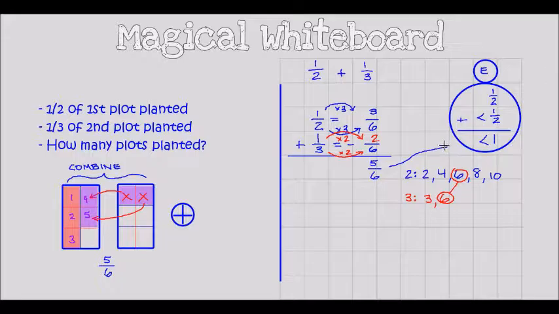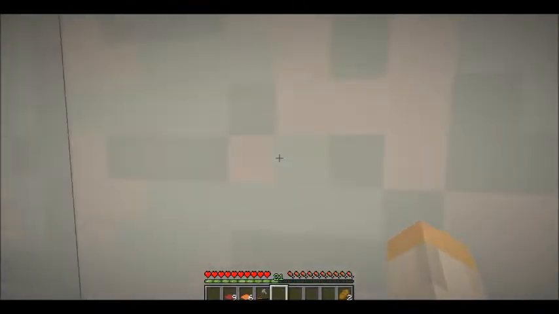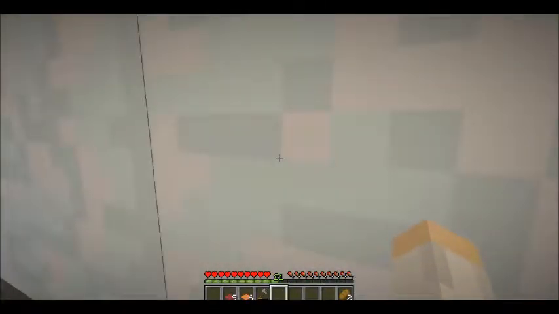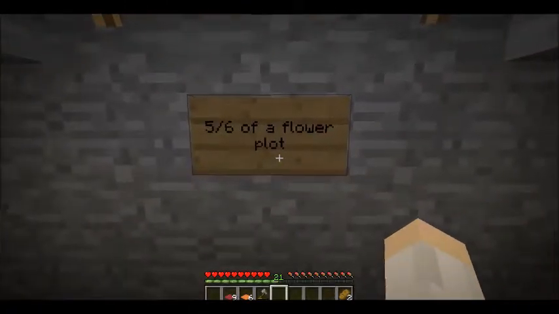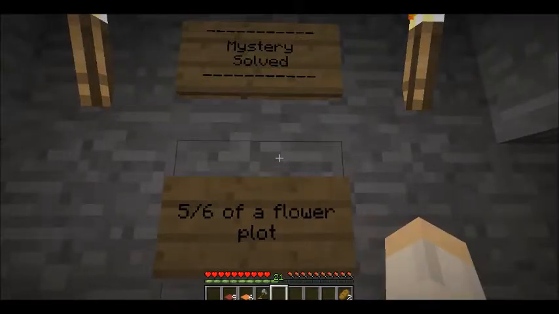Is it reasonable? Well, 5/6 is really close to but less than 1 whole. So it is reasonable, but it's not complete because the question is how many what? How many flower plots? So my final answer is 5/6 of a flower plot. And so our mystery's been solved. And that solution is 5/6 of a flower plot. Don't forget your label. Mystery, bam, solved.